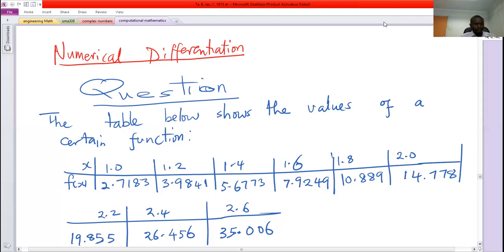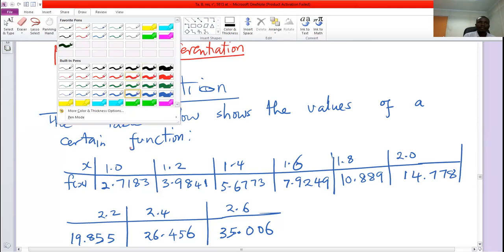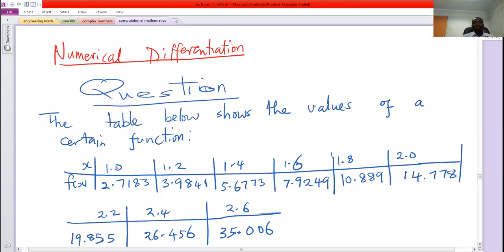Welcome to this session. In this session, we are going to give another example of a numerical differentiation problem. The question is: the table below shows values of a certain function. So we have the x values and the f of x values. When x is 1.0, f of x is 2.7183, then 1.2 corresponds to 3.9841, up to 2.6, where we have 35.006.